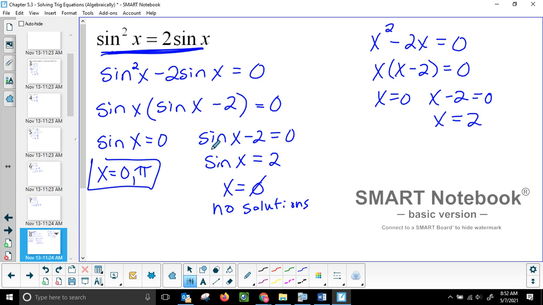For all of the work, the actual answers, these are your answers. But I would give you a point for this step. I would give you a point for factoring. I would give you a point for setting each factor equal to 0. I would give you 2 points for getting these two solutions, and I would give you a point for telling me that there are no solutions here. Do you know what I mean? So the actual answers to this equation are only 0 and pi. But as far as all of your work that I give points for, I would want to see all of it.